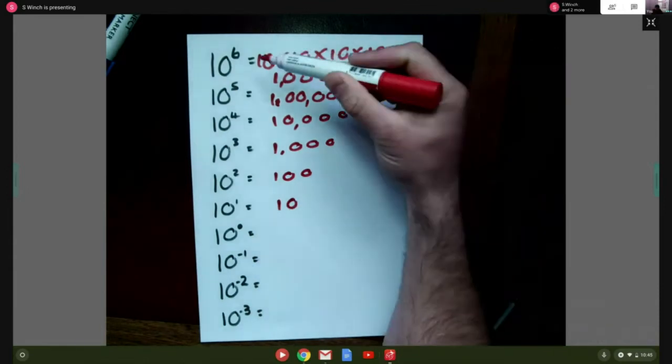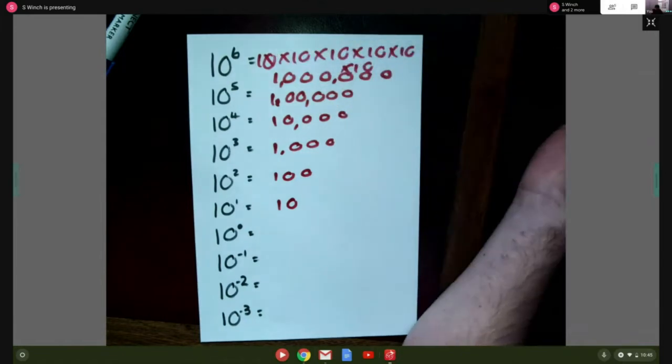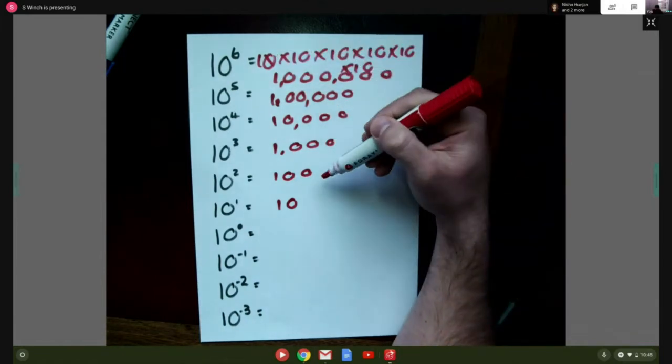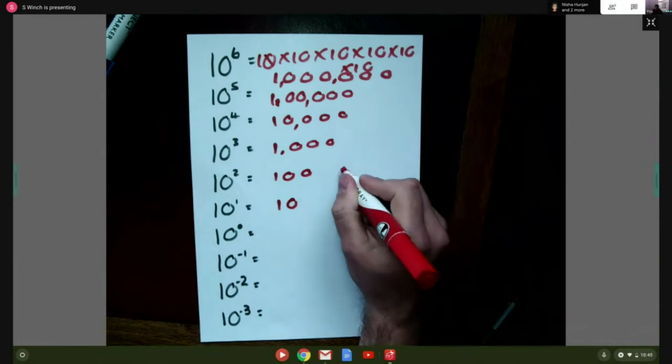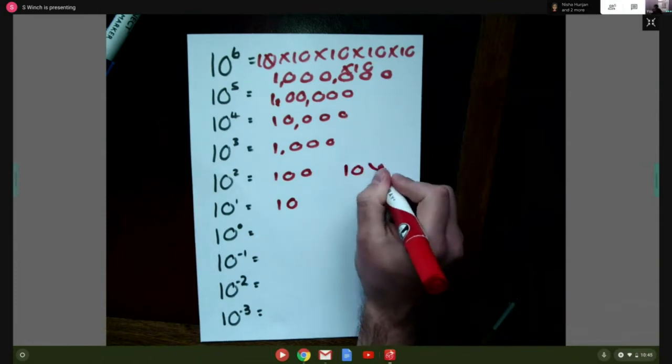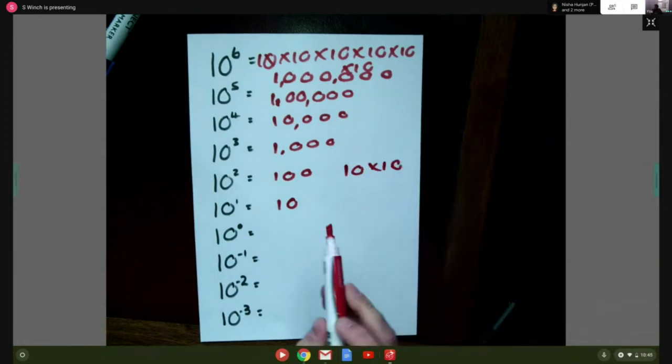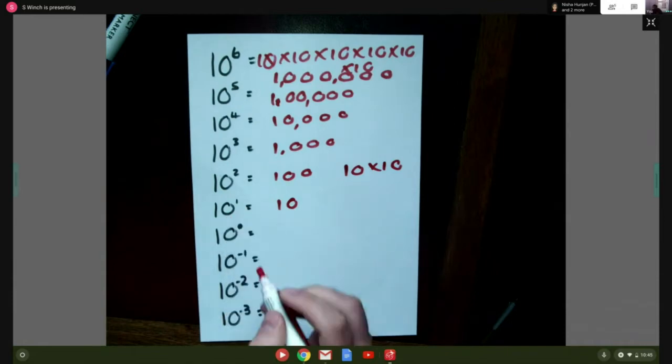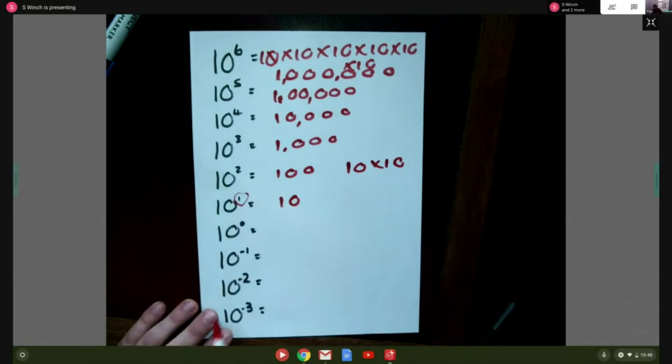Now, that is 10 times 10 times 10, 6 times, and so on and so forth, down to 10 squared, which obviously means 10 times 10. Now here, anything to the power of 1, just highlight that, anything to the power of 1 is just itself. So 72 to the power of 1 is 72.